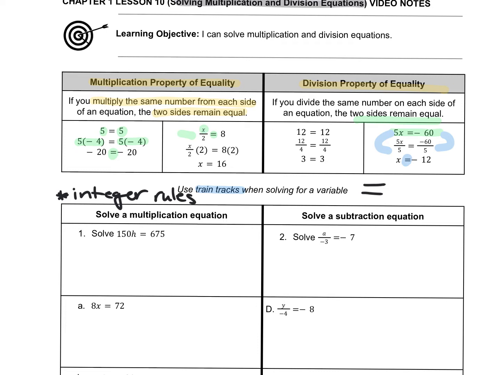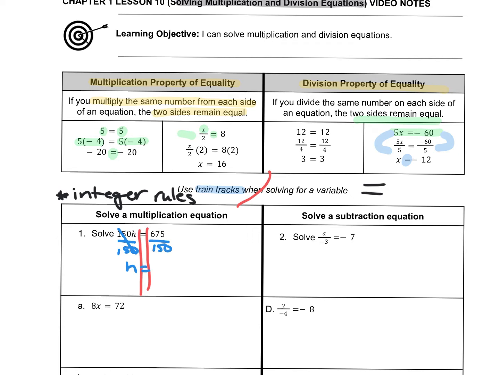Multiplication equations: what we use to undo a multiplication equation is the division property of equality. Because that's inverse operations, we're going to undo what's been done. So since h was multiplied by 150, we're going to undo that by dividing by 150 and finding out what h is by itself, because 150 divided by 150 is 1. So then we do the same thing on the other side.